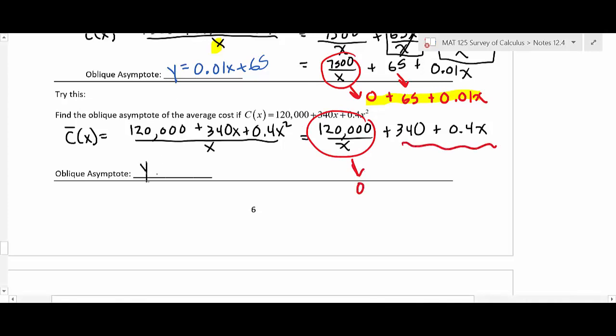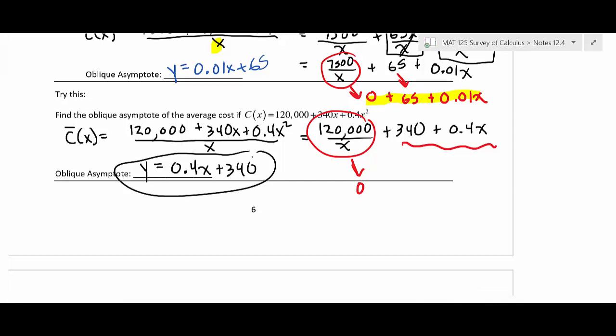So your answer would be, it doesn't matter what order you put this in, I like to put it in mx plus b form, putting the x first. So if you graphed that, you would see when x goes to infinity, it's following that line right there. It's getting close to that line. Does anybody have a question about anything I'm talking about so far?